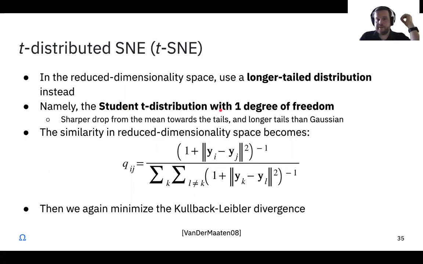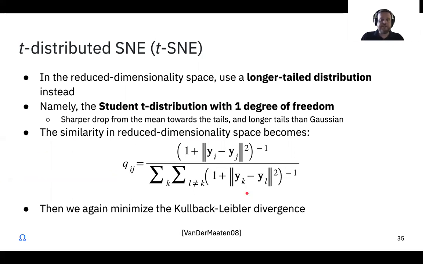Again, you don't need to really remember this. For whoever wants an intuition: how does this differ from a Gaussian? We have a sharper drop from the mean towards the tails, but we have longer tails than the Gaussian. So that extends our clusters. It really alleviates the problem of the data being clumped together in our manifold.